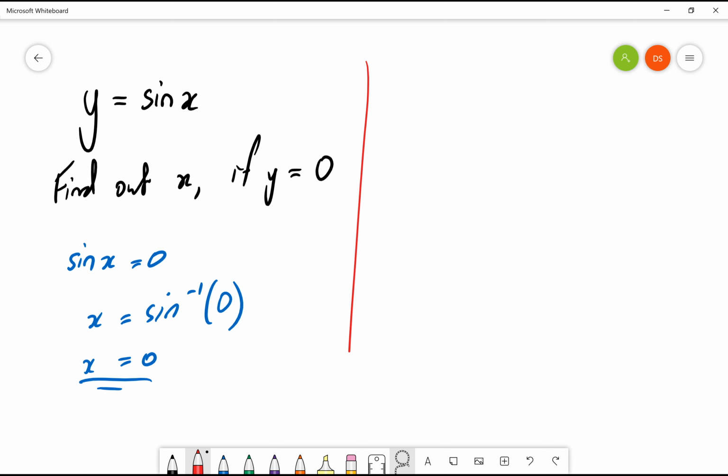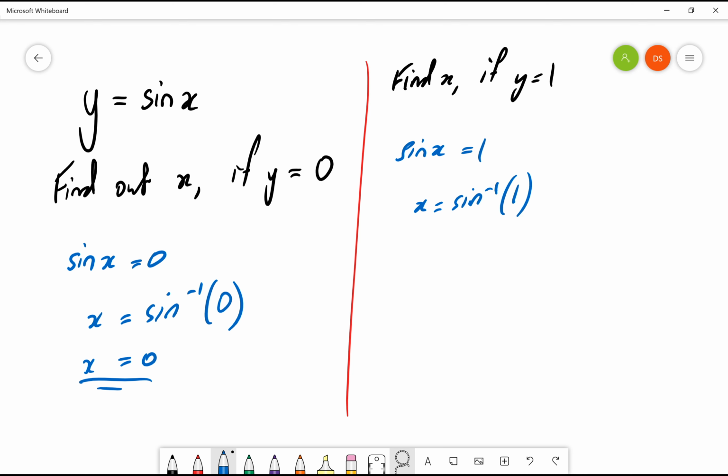Okay, what about another question? What if I said, find x if y is 1? Similarly, we could do sine of x is equal to 1, and then take the sine inverse, and we get, well, what's the sine inverse of 1? If you type it into your calculator, you will get a decimal, but I'm going to tell you that that decimal is pi on 2. Okay, I'd rather not use the decimal.